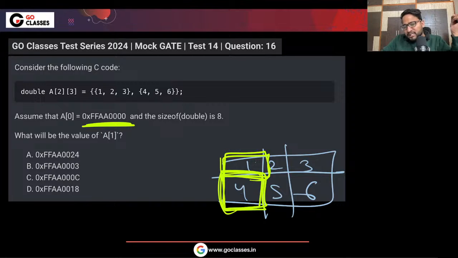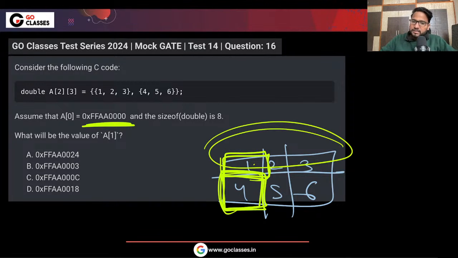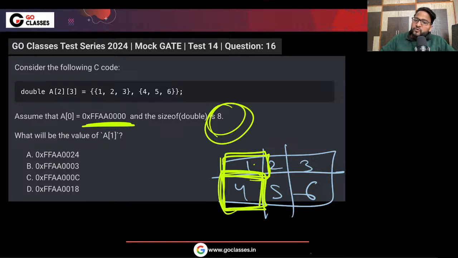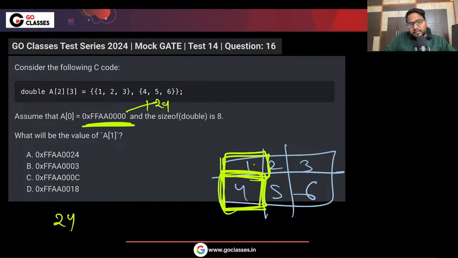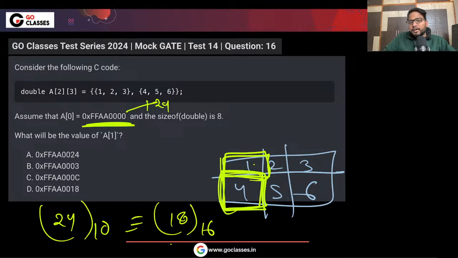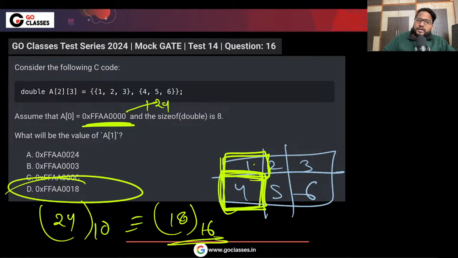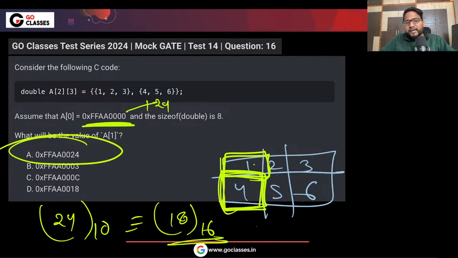So what you will do? How many doubles are in between? 3 doubles, which means you need to add 24. This address plus 24, but in hexadecimal. So 24 in decimal is equal to 18 in hexadecimal, right? So that's why you ultimately need to add 18. How many of you made it wrong? How many of you just added 24 and made it 0xAH correct? Let me know.